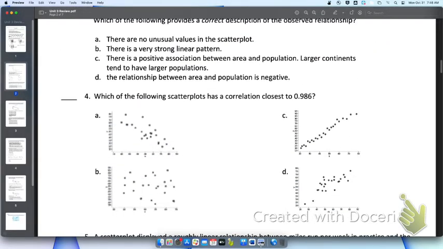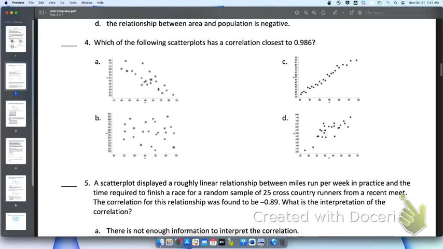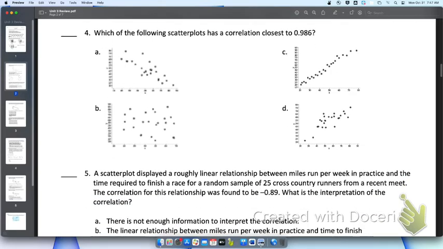Which of the following scatter plots have a correlation that would be close to 0.986? You think it's C? How do we know that, though? Because it's closest to one. It's the strongest. The closer it is to making a line, the closer it would be to a 1 or a negative 1. Because again, you do have to think about whether it's positive or negative. And this one was positive, so we do have a positive relationship there.